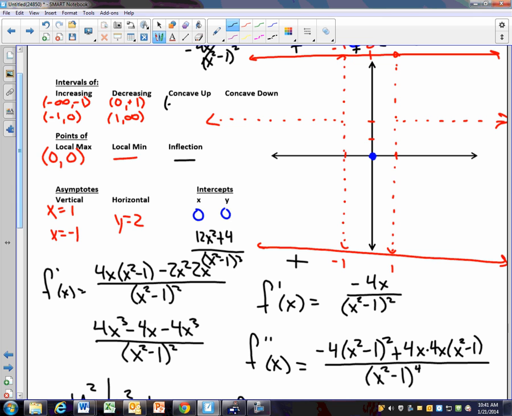So you're concave up from negative infinity to negative 1. Now what number should I plug in? 0. And if you plug in 0, you get a negative. So therefore, I'm concave down from negative 1 to 1. Now if I plug in 2, I have a positive result.